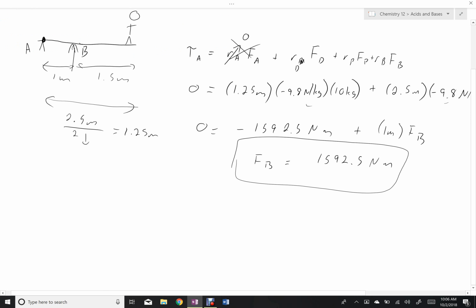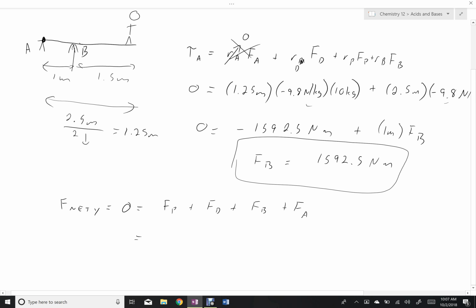Now to get the force at A, I can do it a couple different ways. I can do the sum of the forces, or I can do the torque about B. I think I'll just do the sum of the forces this time. F net in the y direction has to add to 0, and that's going to be the force of gravity on the person, plus the force of gravity on the diving board, plus FB, plus the unknown FA.